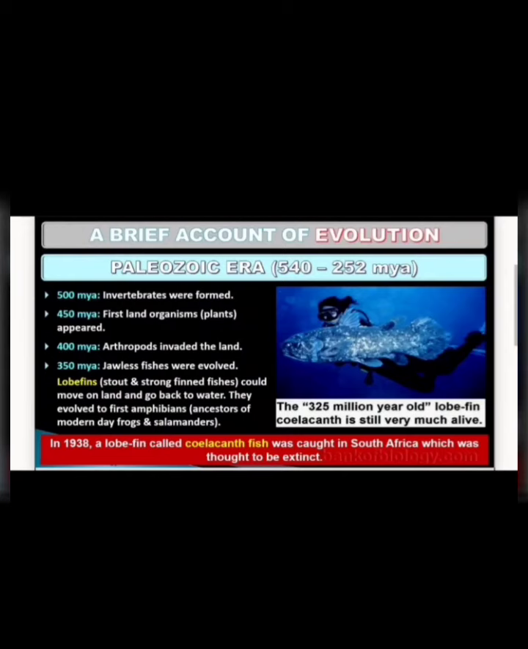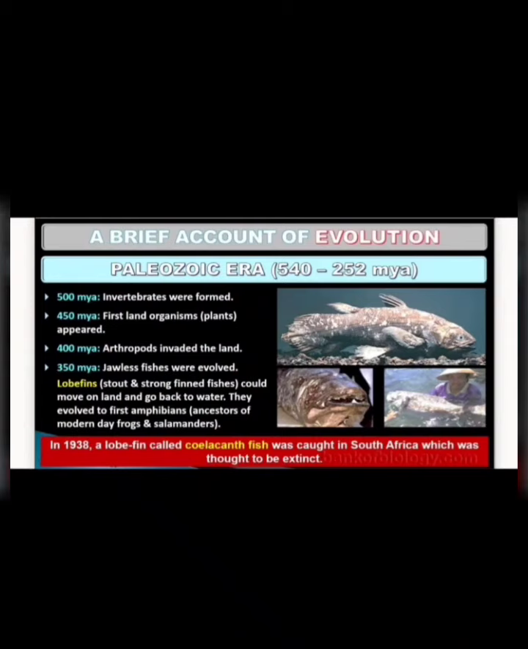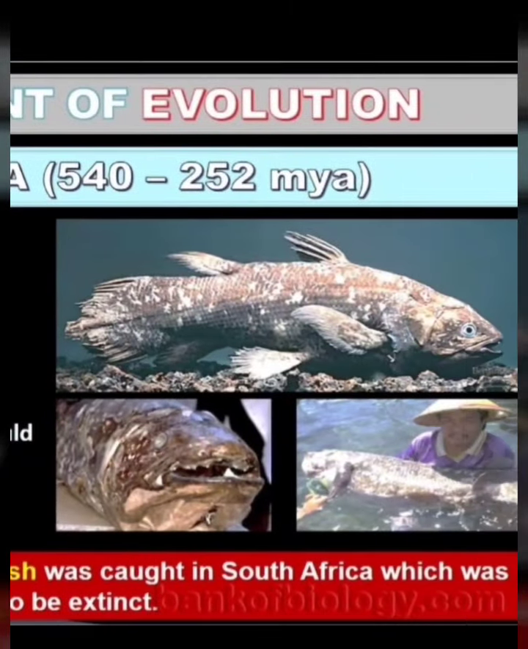In 1938, a lobe fin called the coelacanth fish was caught in South Africa, which was thought to be extinct. It was thought that it had gone extinct and was not there at all, but actually it was found. It was caught there in 1938. This 325 million year old lobe fin, the coelacanth, is very much alive. That was the news at that time. As you can see, this is how the coelacanth looks.